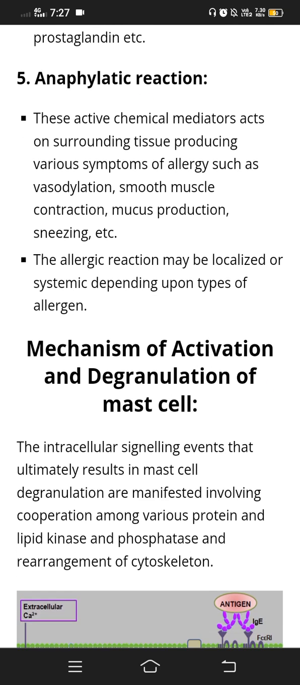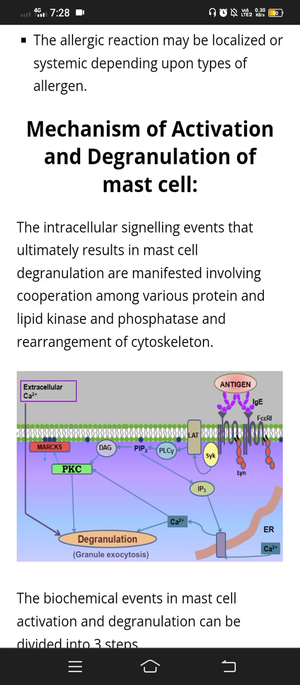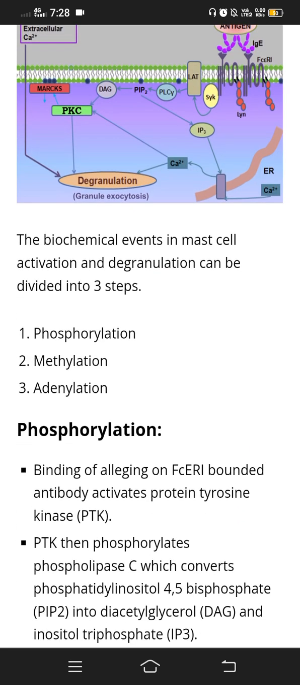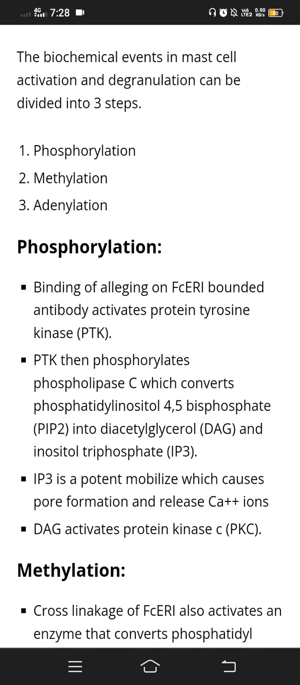Mechanism of activation and degranulation of mast cell. The intracellular signaling events that ultimately result in mast cell degranulation involve cooperation among various protein and lipid kinases and phosphatases and rearrangement of the cytoskeleton. The biochemical events in mast cell activation and degranulation can be divided into three steps: phosphorylation, methylation, and acylation.